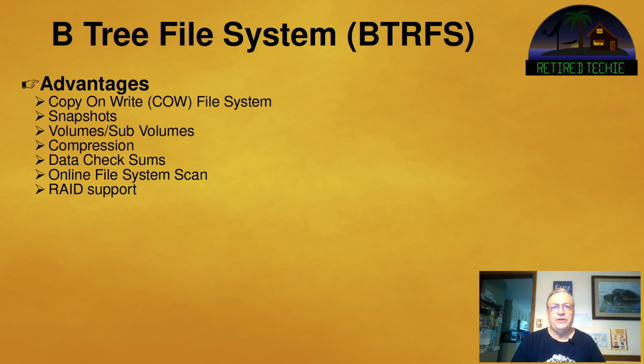Data checksums is another feature found in the btrfs file system. Before you write data to the drive, a checksum is generated, and then after the data is written, a checksum is calculated for what is on the drive, and then the two are compared, and if they're the same, hey, no error occurred. Okay, pretty simple, straightforward.